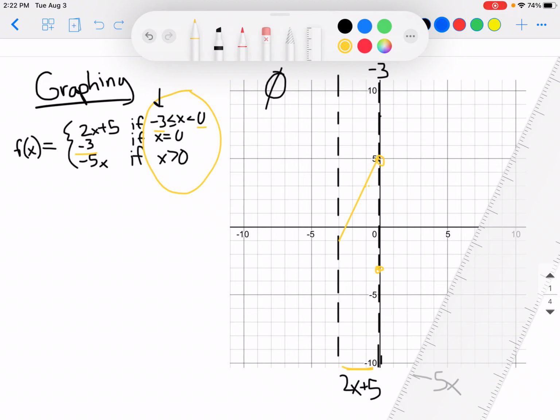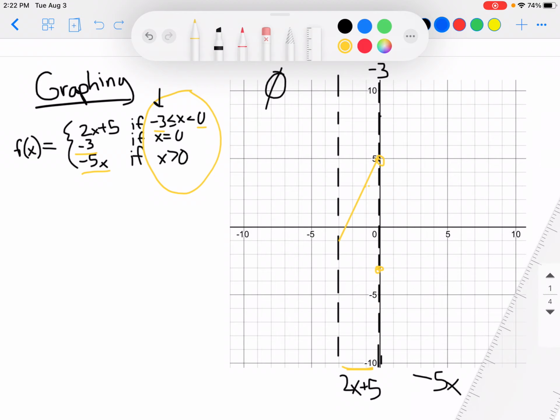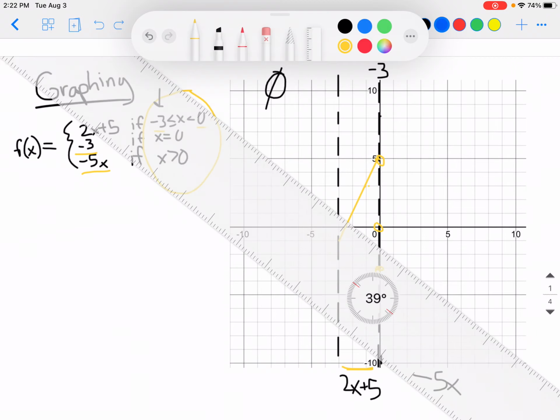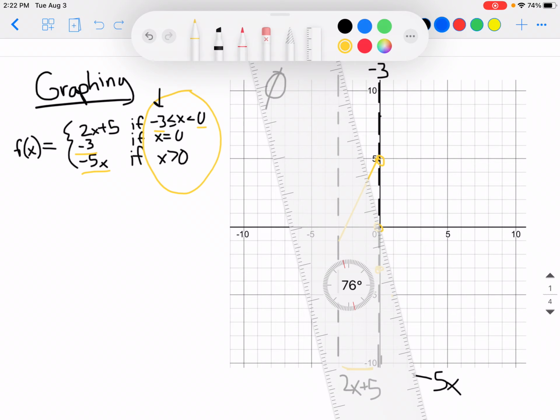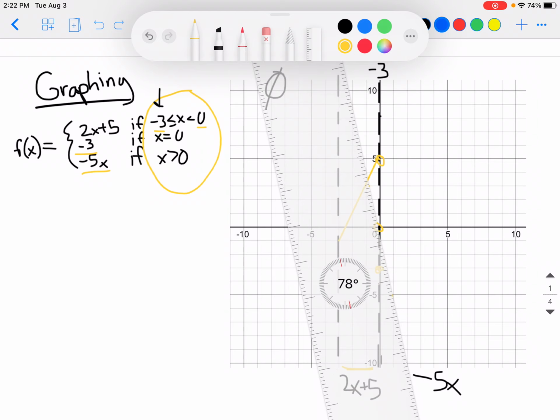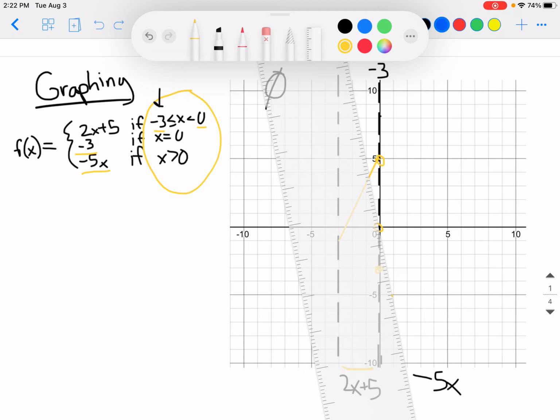Then I'm going to plot y equals, or f of x equals -5x. So the graph for that starts at the origin, so open circle here. And then we go down 5 over 1, like that. Now I'm going to line up my ruler. Let's see, just like that, give or take. All right, and there we go.